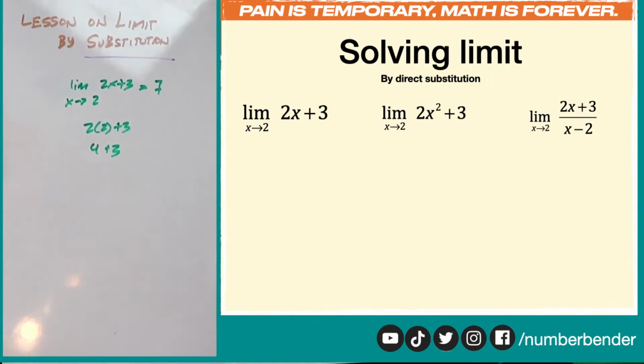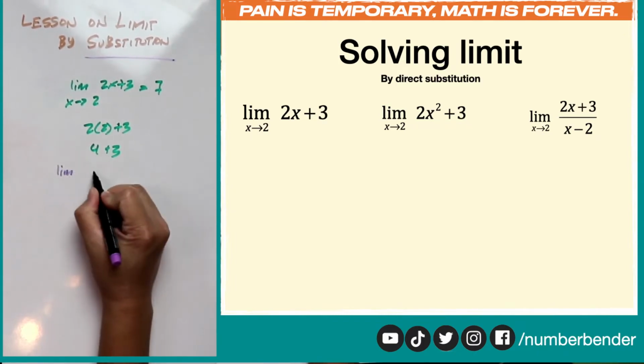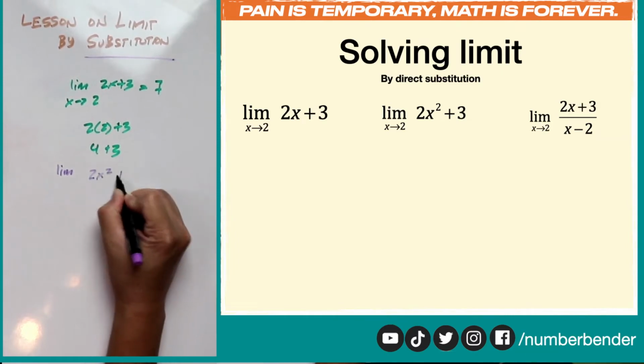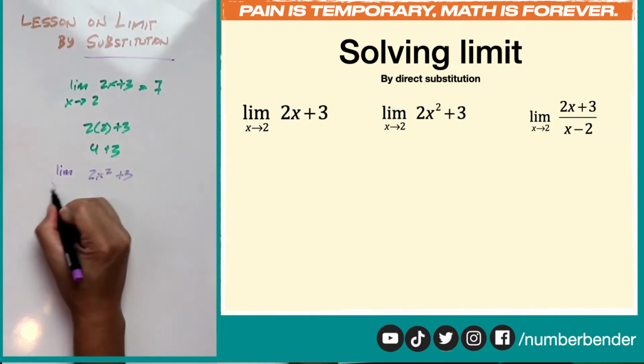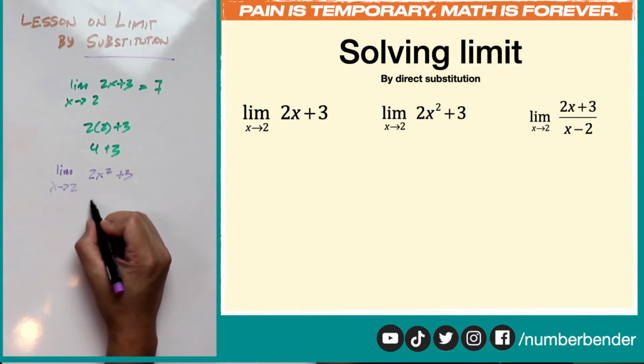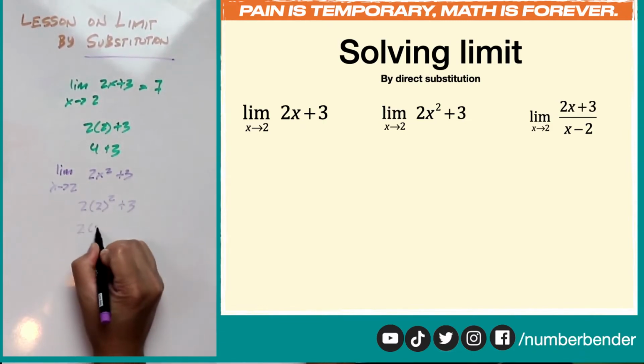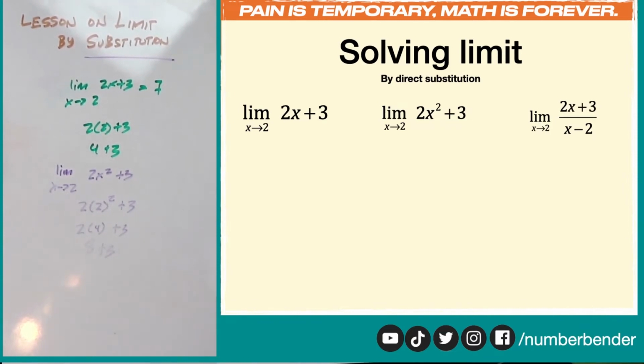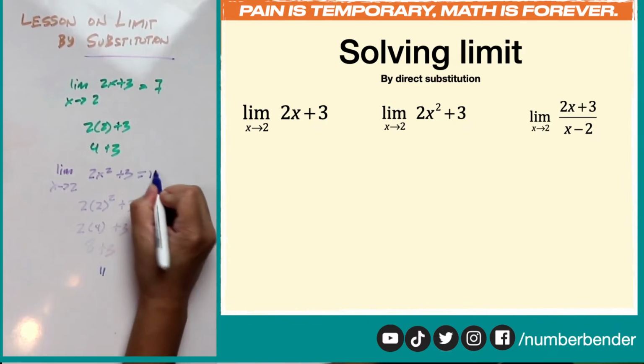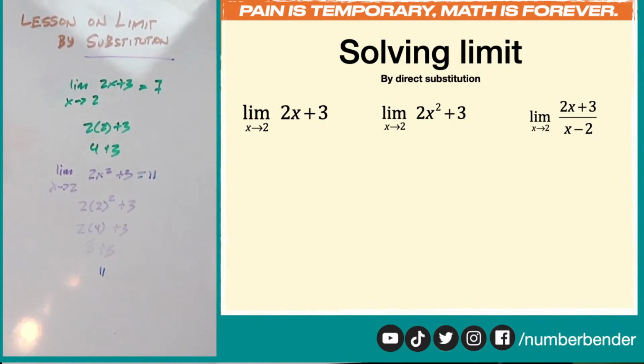And for problem number 2, same thing that we did for problem number 1, the limit of 2x squared plus 3 as x approaches 2. By substitution, 2 squared plus 3, 2 times 4 plus 3, 8 plus 3, and my pen is dying, and we have 11. So that means our limit exists, using the substitution method, and is equal to 11.